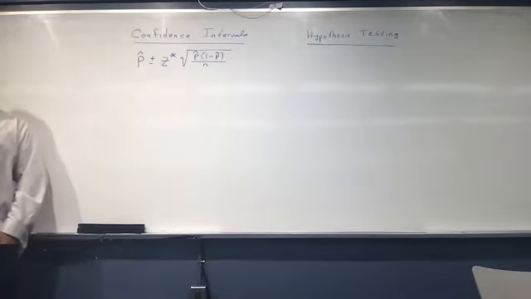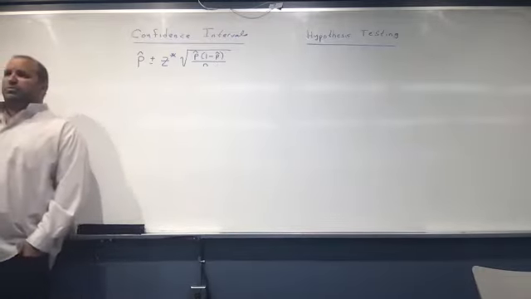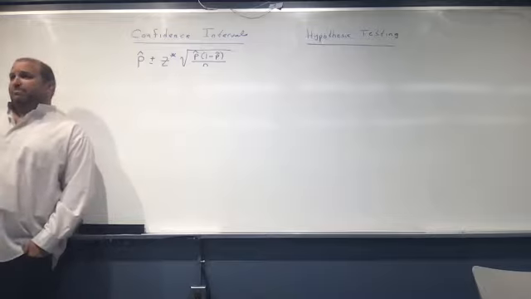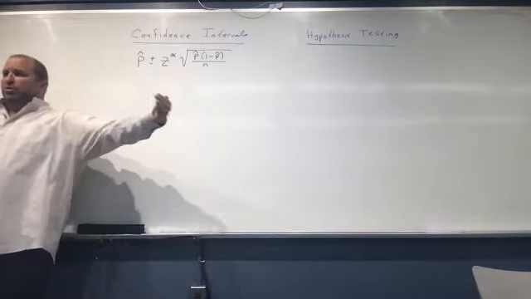So this is the formula for one proportion confidence interval. What's at the center of my confidence interval? P hat. P hat plus or minus. Go to the left or go to the right.